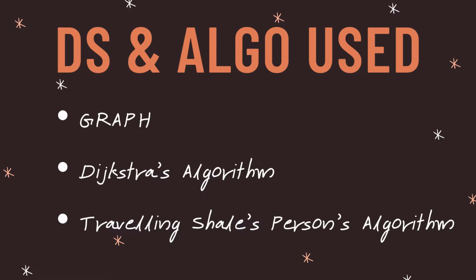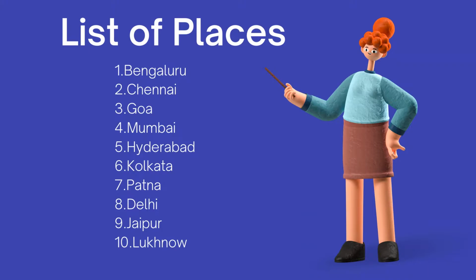So what's going on in this project? As we are a tour and travel agent, we will give our customer a list of cities and we'll ask them if they want to travel between cities or they want a full tour package. Then the user will choose their desired option and we will display the result for that.